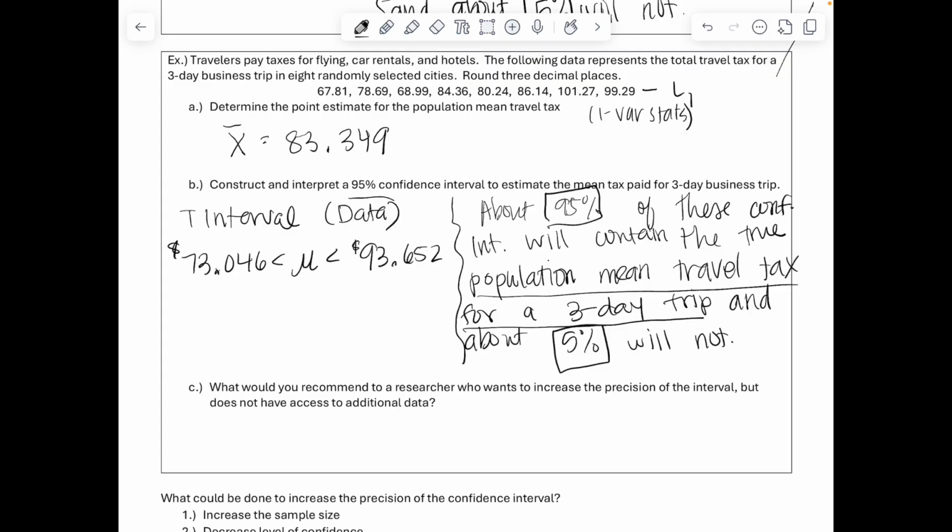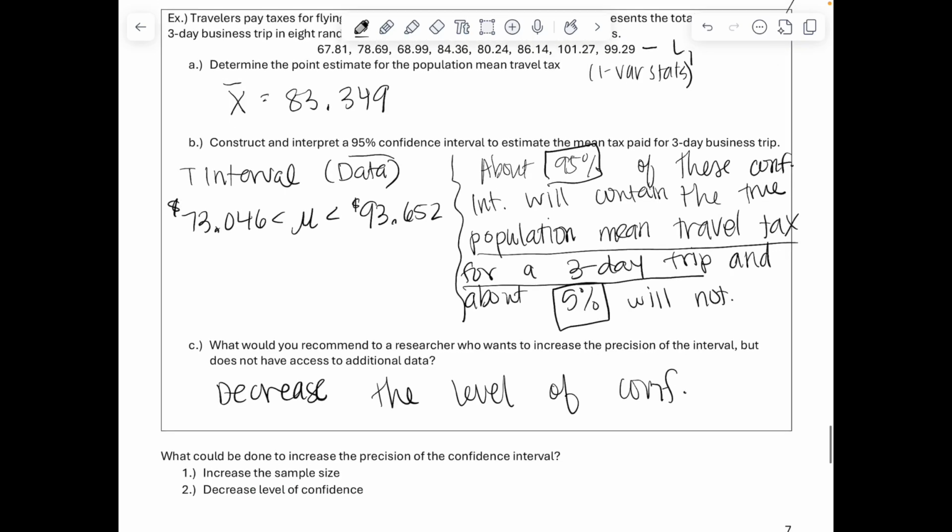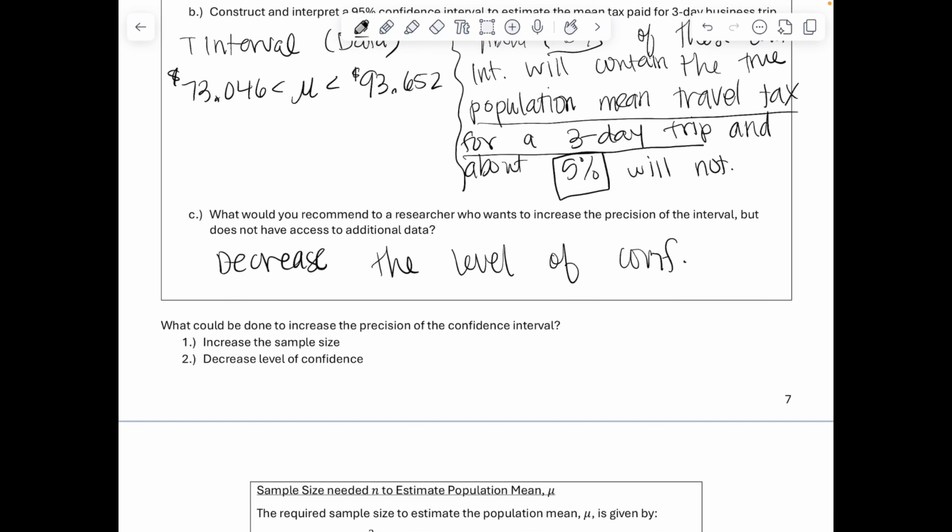Part C says, what would you recommend to a researcher who wants to increase the precision of the interval but does not have access to any additional data? So we can decrease the level of confidence. Right below it says, what could be done to increase the precision of a confidence interval? And so we have a couple things listed here. One is going to be to increase the sample size or decrease the level of confidence like we saw previously in part C.